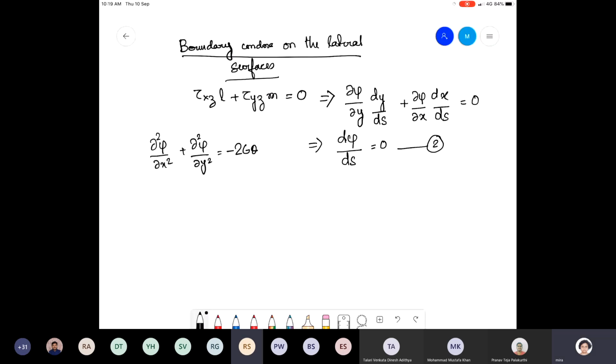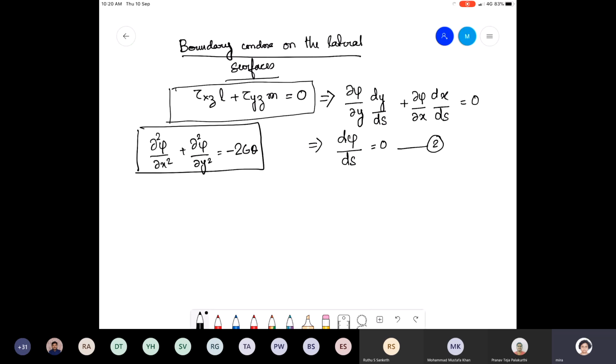Ma'am, what happened to the n component? The n component on the lateral surface is anyhow equal to 0, because n is 0. I'm not writing the entire boundary condition, since we have already seen this in the previous class and the one before that. I'm just cutting short here, and we know that only this part is causing the problem. Everything else is equivalently 0. Okay, yes ma'am.